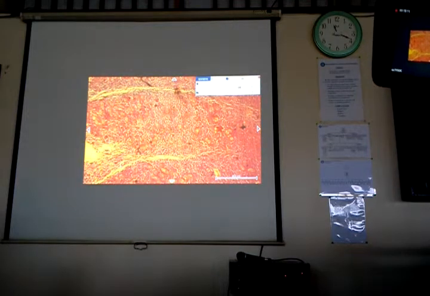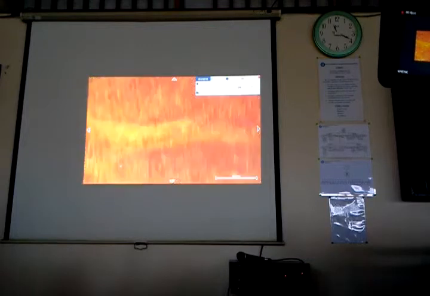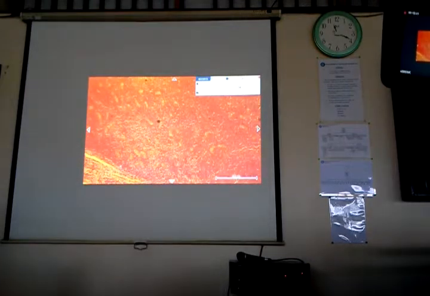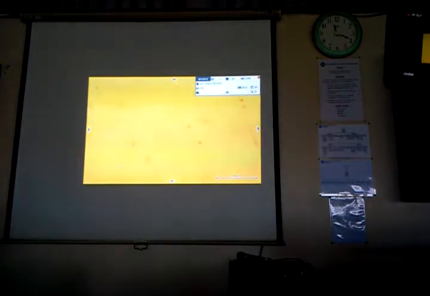So we will not be able to diagnose this slide as AML by just looking at this slide. Most likely that slide will not come out in the exam. Number 56.